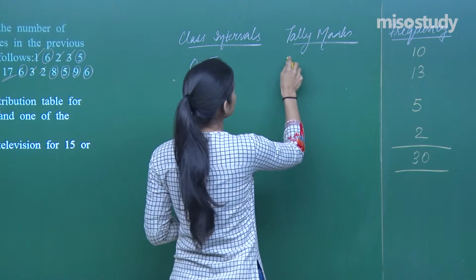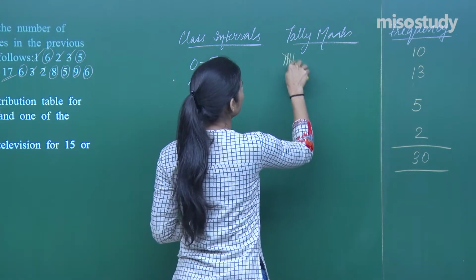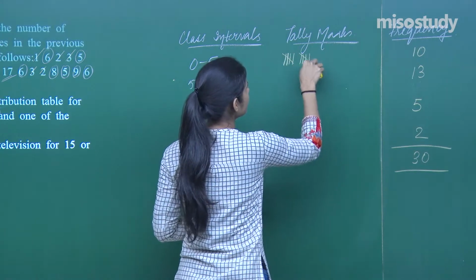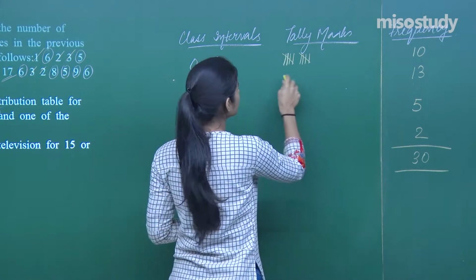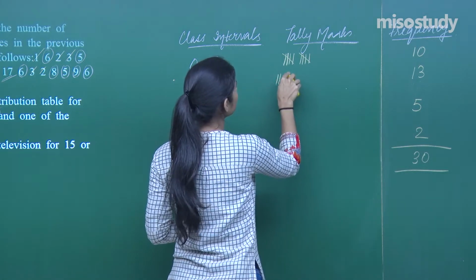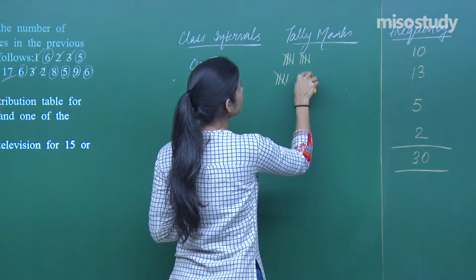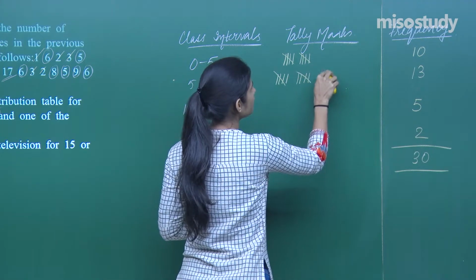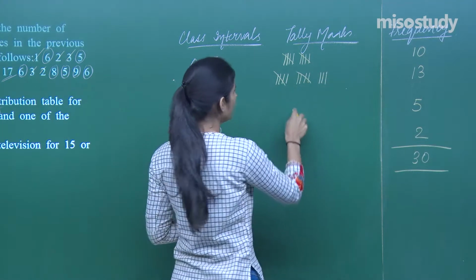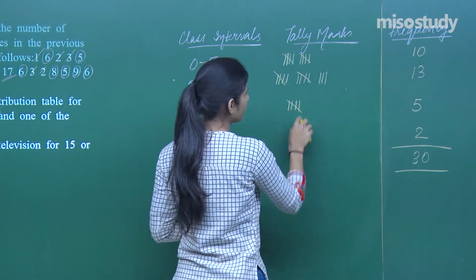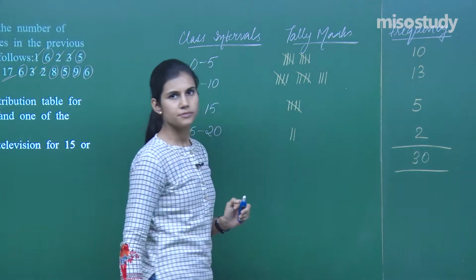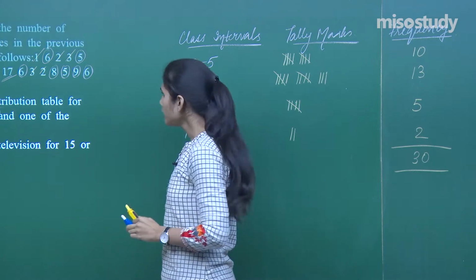Let's just draw the tally marks. 10: 1, 2, 3, 4, 5, 6, 7, 8, 9, 10. Right? 13, how will you write 13? 1, 2, 3, 4, 5, 6, 7, 8, 9, 10, 11, 12, 13. 5: 1, 2, 3, 4, 5. 2: 1, 2. Clear? Let's move to the next question.